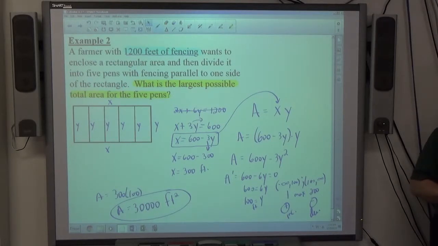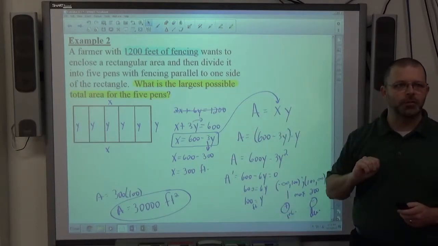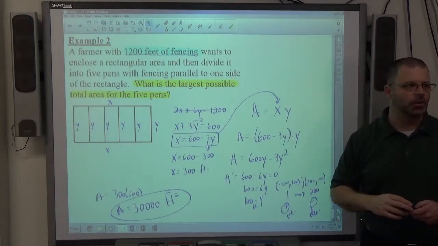Pretty straightforward one. It's pretty classic. A lot of times the farmer wants to build a thing next to a river, so you don't need a fence on the riverside. They do that sometimes too, so just keep that in mind. So read it carefully, draw an appropriate picture for the problem. Everything else is just good geometry stuff.